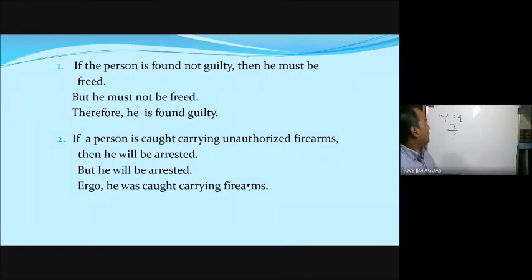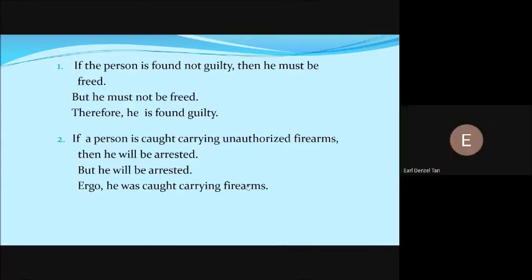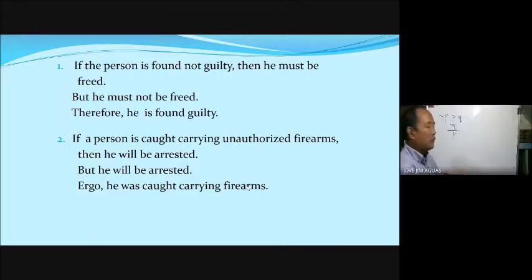Okay, now let's check if it is valid. Valid or invalid? P or Q, not Q. So it denies the consequent. Not P becomes P. It denies the antecedent. Valid. It follows rule number 2. This is MT. MT means modus tollens or destructive mood.